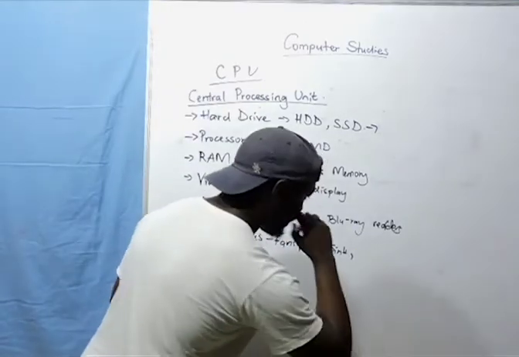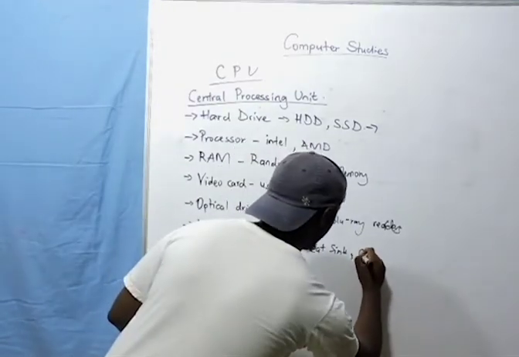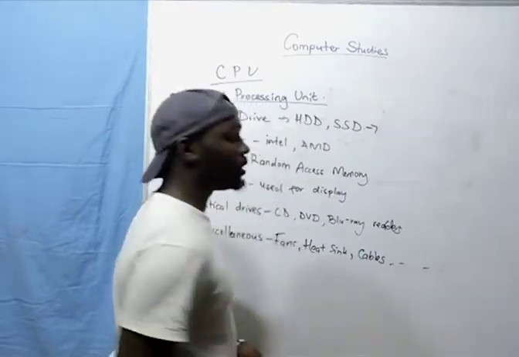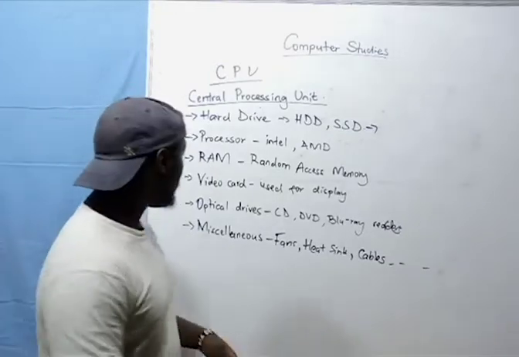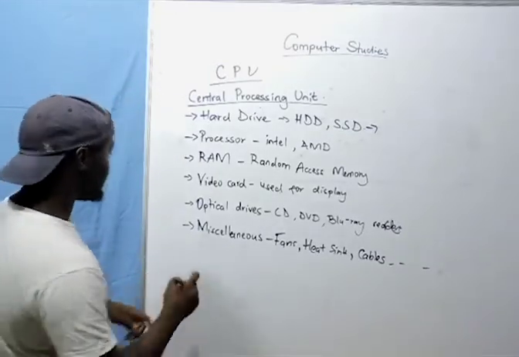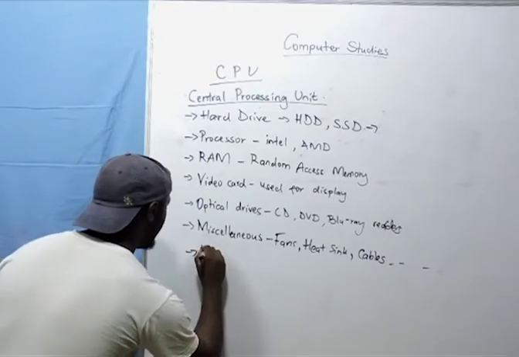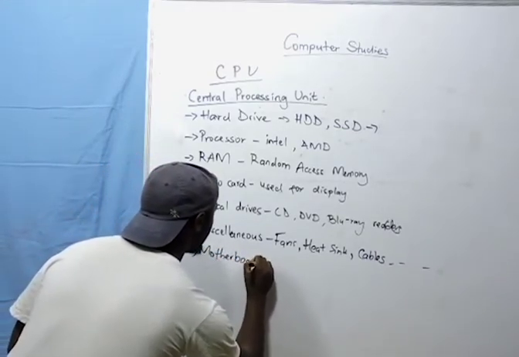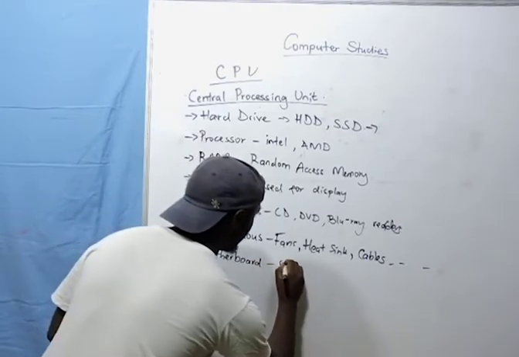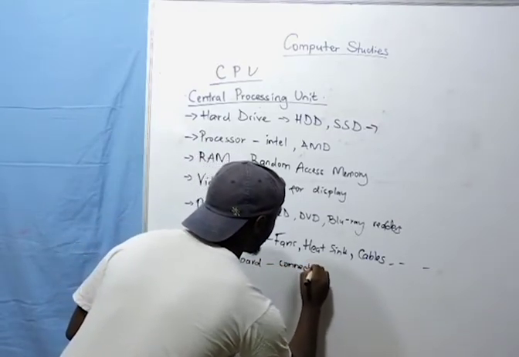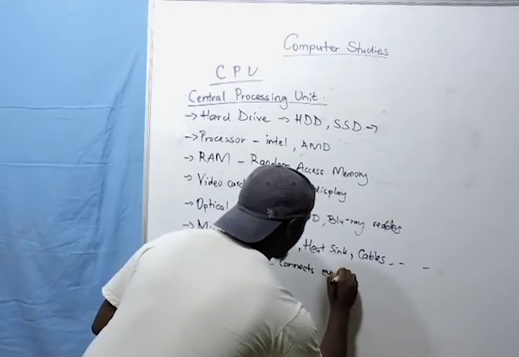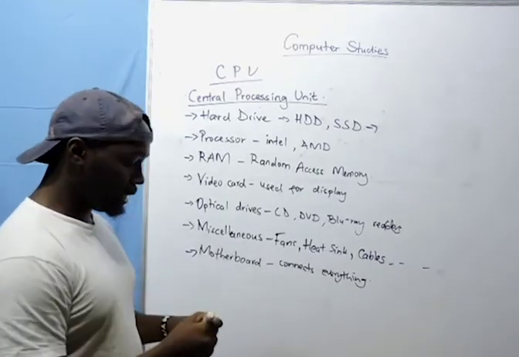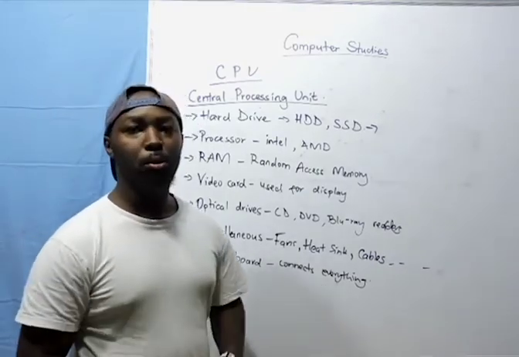And then you have the cables and everything else that's inside there. Oh, I also forgot, inside there we have a motherboard, which is what connects everything. So these are the main parts of the CPU.